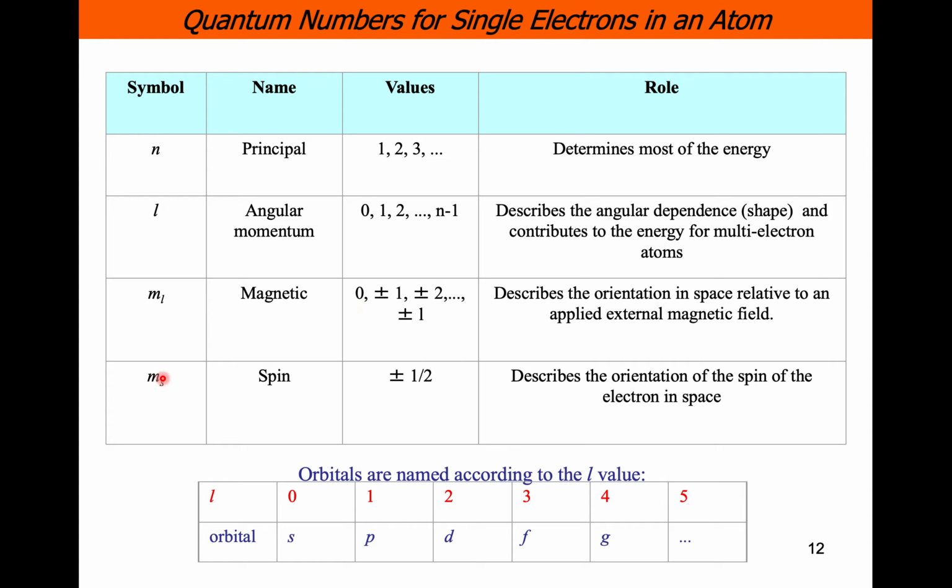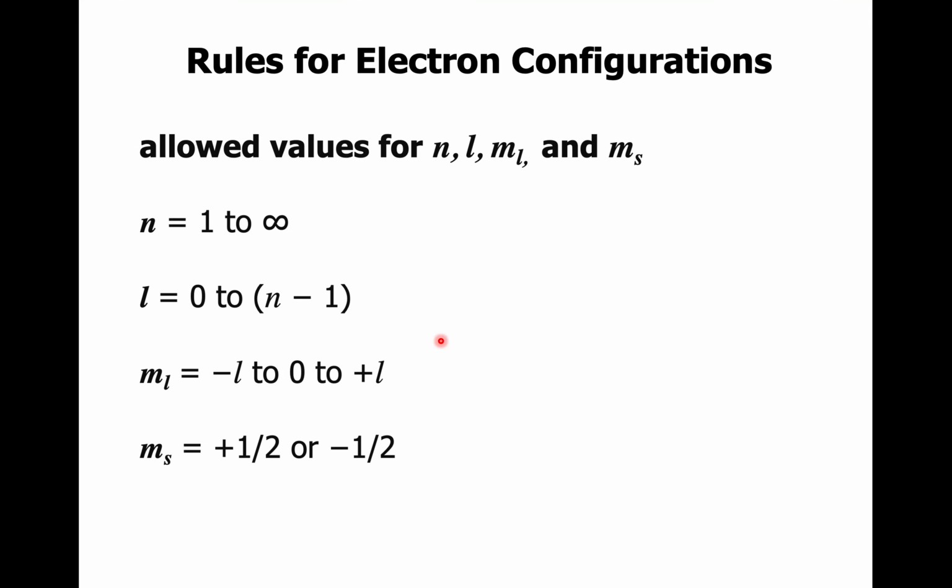The easiest one here is m sub s, and that's the spin. An individual electron can have a spin up, so plus 1/2, or a spin down, which is minus 1/2. Here's a summary of all of that. n has integer values from 1 to infinity. l is from 0 up to n minus 1, dictated by whatever n was. m sub l goes from minus l through 0 to plus l, and m sub s can have values of plus 1/2 or minus 1/2.